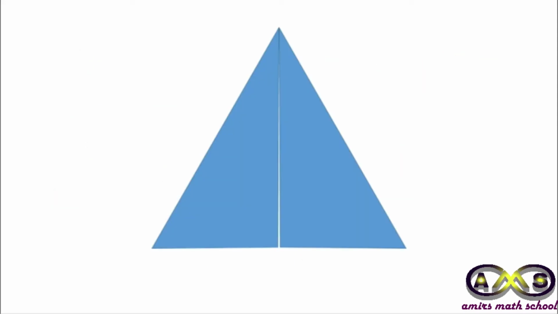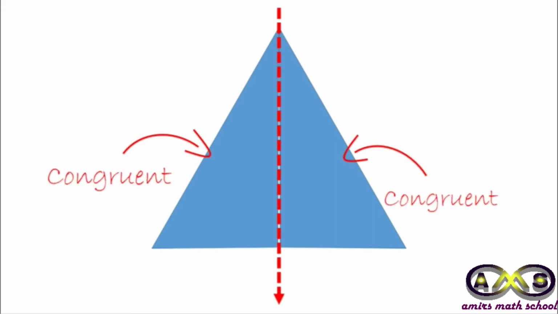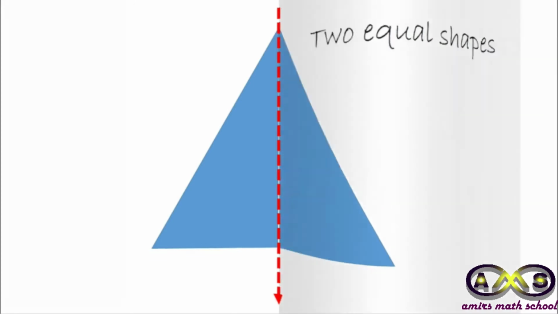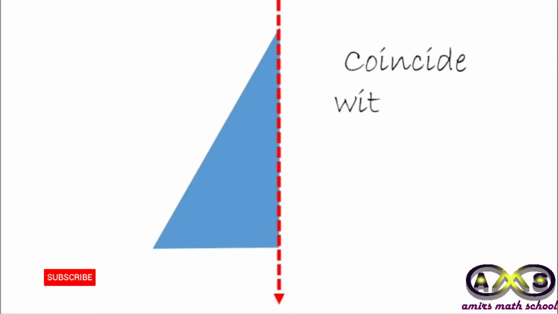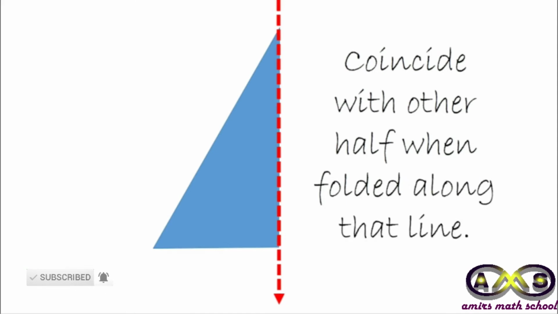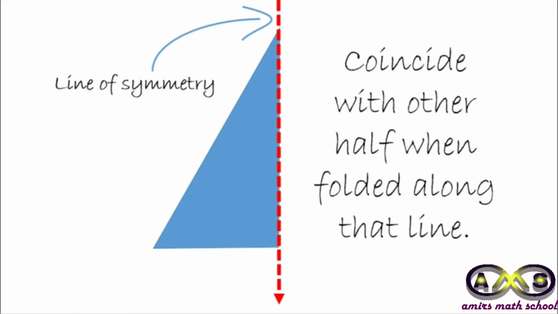Let's see the line of symmetry for an equilateral triangle. This red line divides the triangle into two equal shapes which are congruent. Also, one half coincides with another half when folded along this red line. So we can say this red line is a line of symmetry for this equilateral triangle.